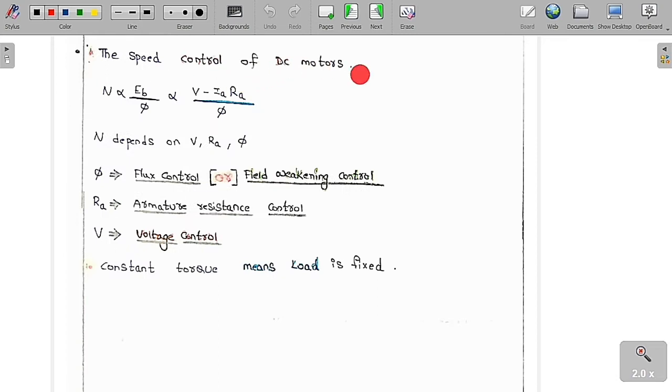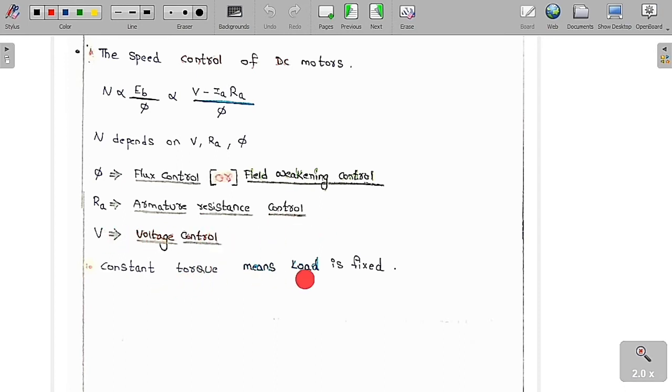The speed control of DC motors. I've already told you N is directly proportional to EB by phi, which is directly proportional to (V minus IA RA) by phi. So the speed depends upon the supply voltage, armature resistance and the field flux. These are the three parameters. By changing these three parameters, we can get speed control. So N depends upon V, RA and also phi. Phi is called the flux control or field weakening control, RA is called the armature resistance control, and V is called the voltage control.